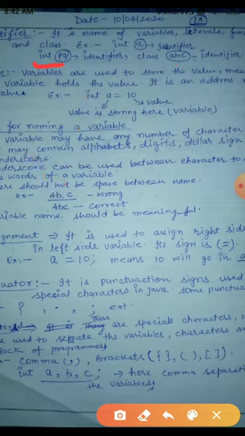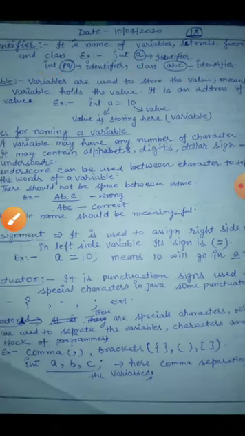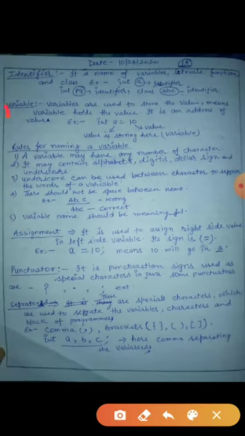Suppose sometimes you write a class abc. So abc is the name of the class. That's why abc is an identifier. Okay, now come to the next topic, variable.